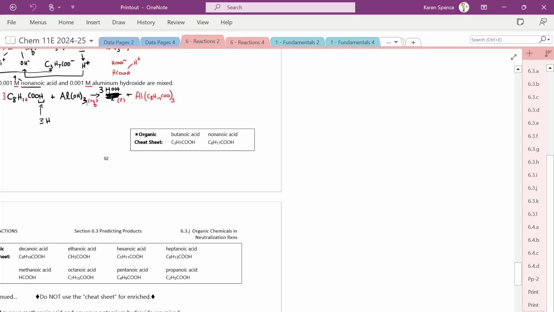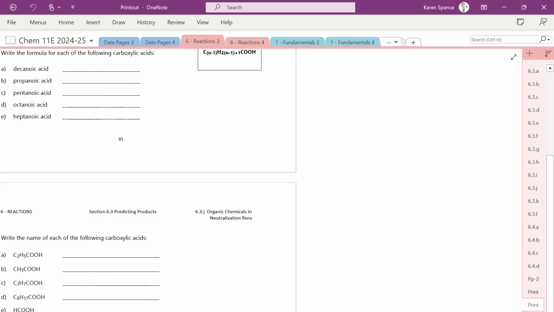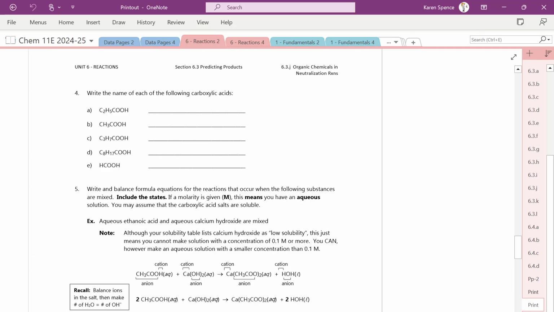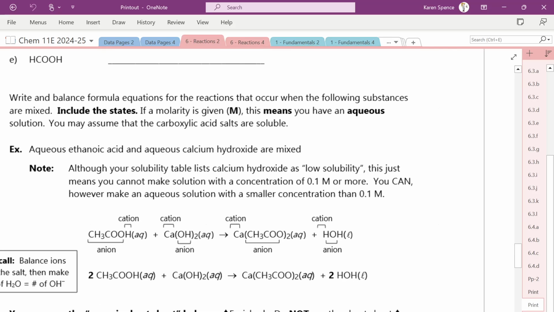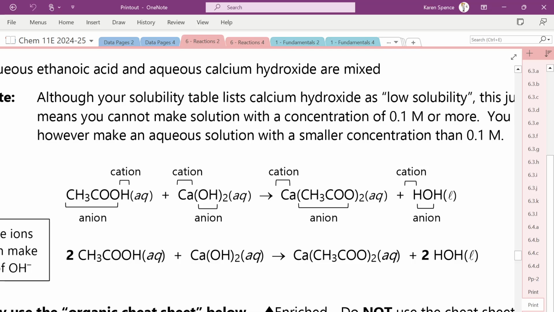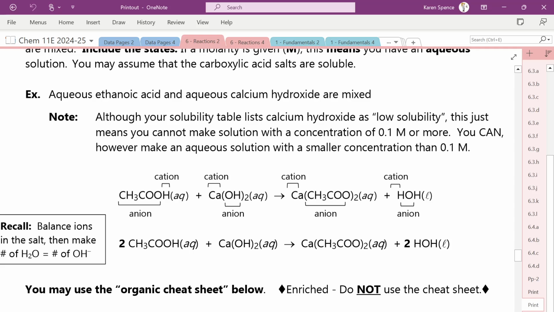Chem 11E, reactions. Okay, here we go. There we are. All right. So on page 92, okay, on page 92, we have an example of an organic acid.